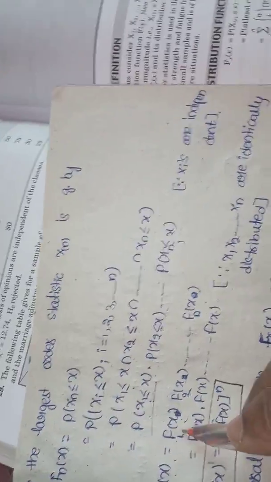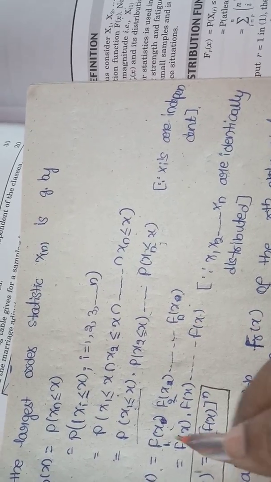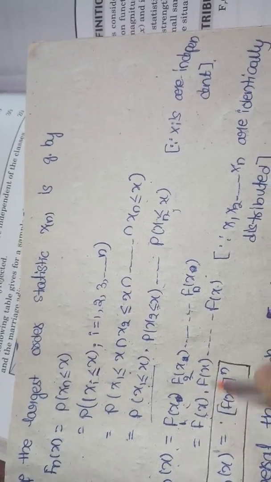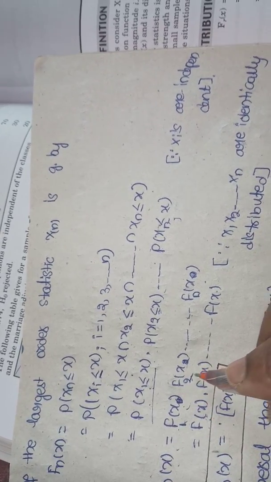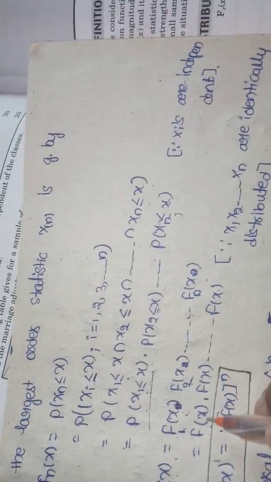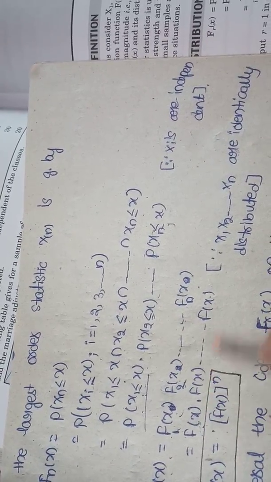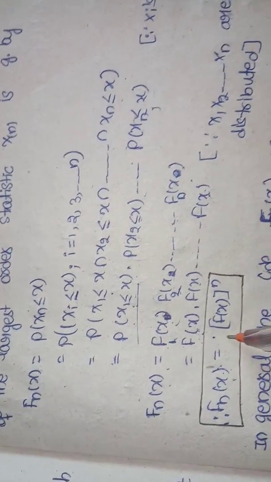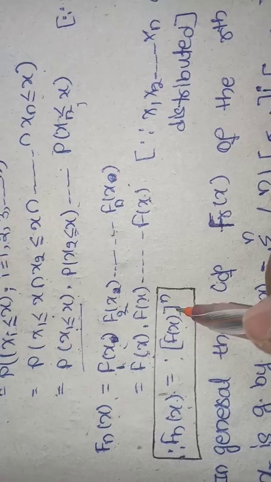That's why instead of f1, f2, f3 and so on, we can write that all are equal, so all are having the same function. That's why f1(x) is nothing but f(x), f2(x) is nothing but f(x), because of this condition. So how many times is the product repeated? n times. That's why Fn(x), we proved, equals f(x) whole power n.